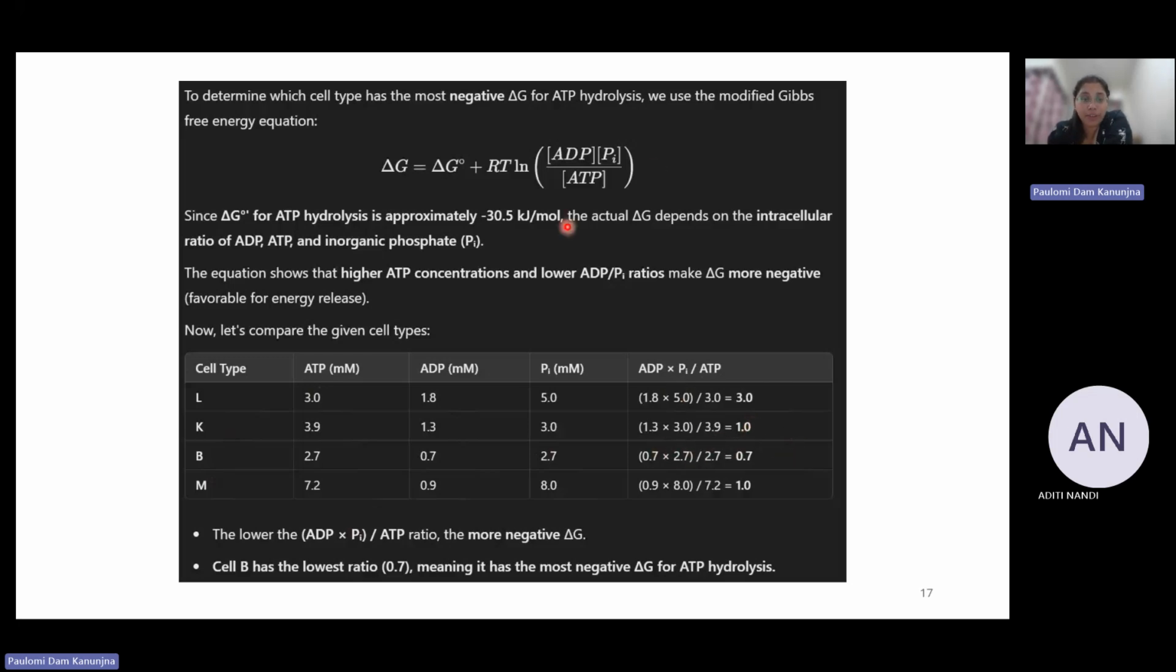Now, what I'm supposed to find out here is the lowest ADP by PI. Because the lowest the ADP by PI, my delta G is more negative. Which one is the lowest? B is the lowest, and that's giving you more negative delta G.